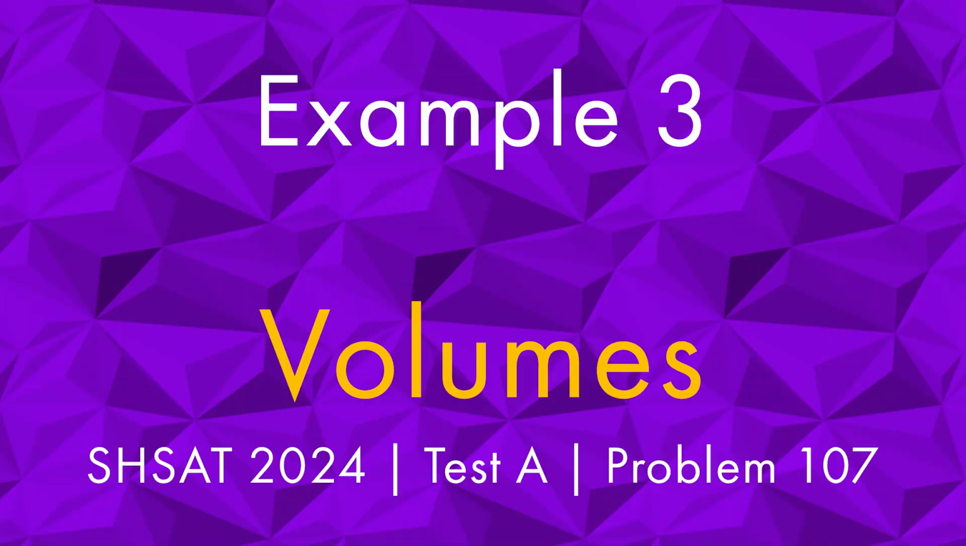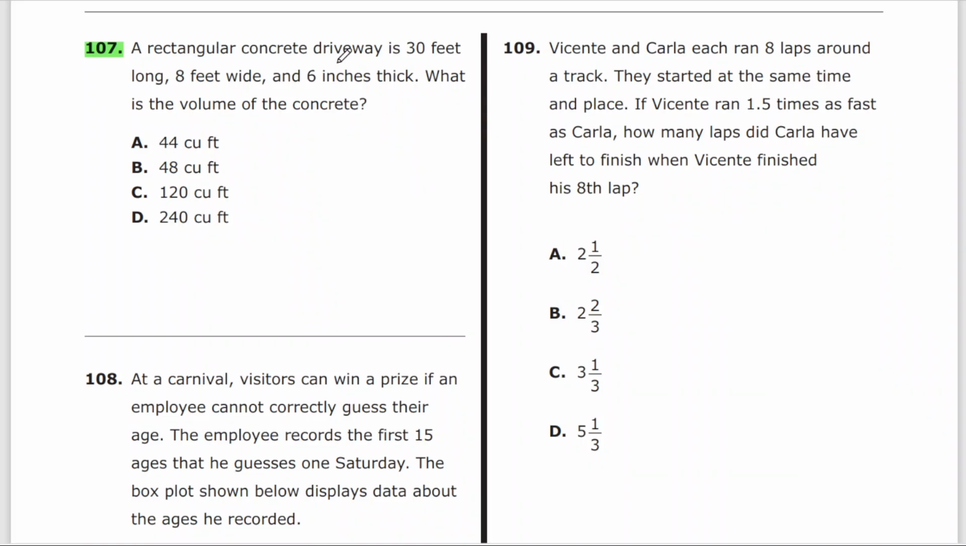Next problem, problem 107, test A, SHSAT 2024. A rectangular concrete driveway is 30 feet long, 8 feet wide, and 6 inches thick. Lots of you will just forget about the inches. It's inches, not feet. What is the volume of the concrete? Now, look at this, it's in feet. So we need to convert everything in feet.